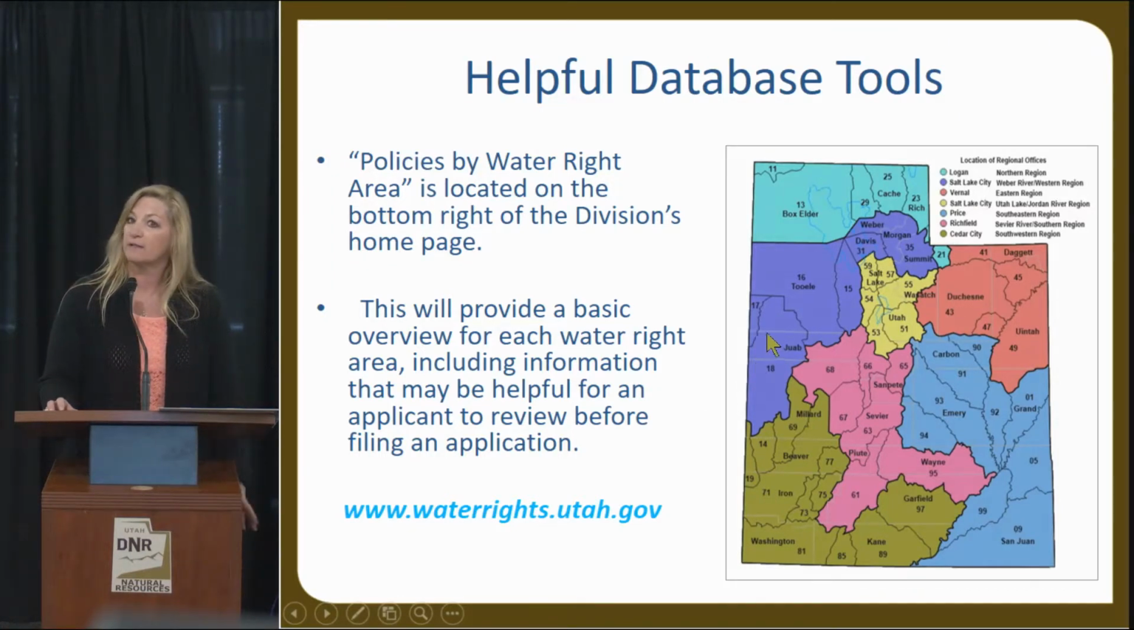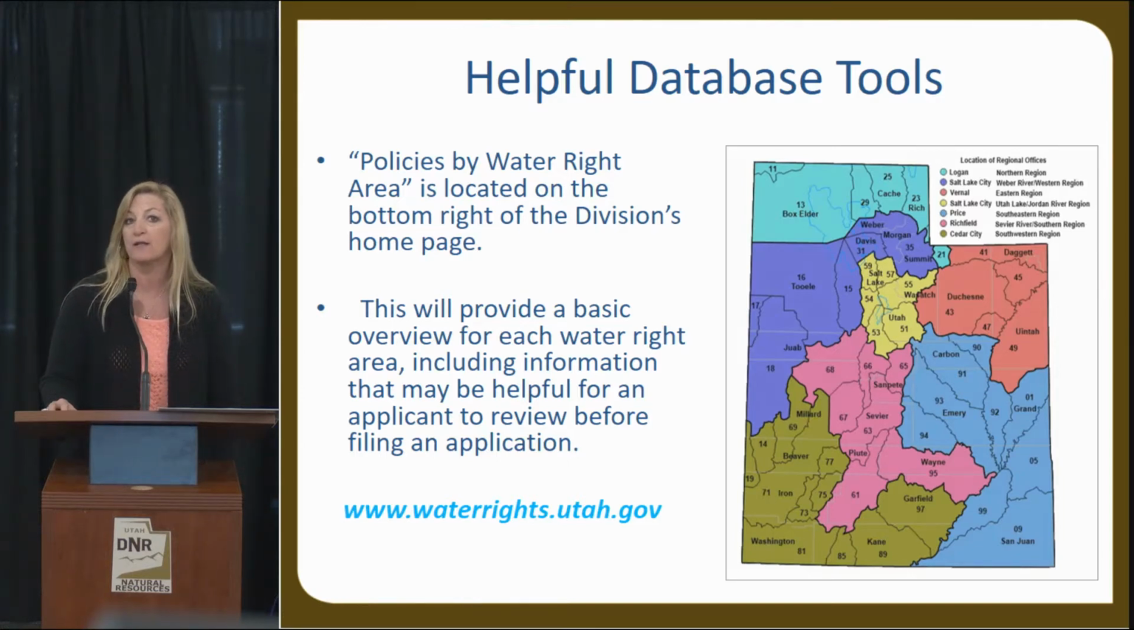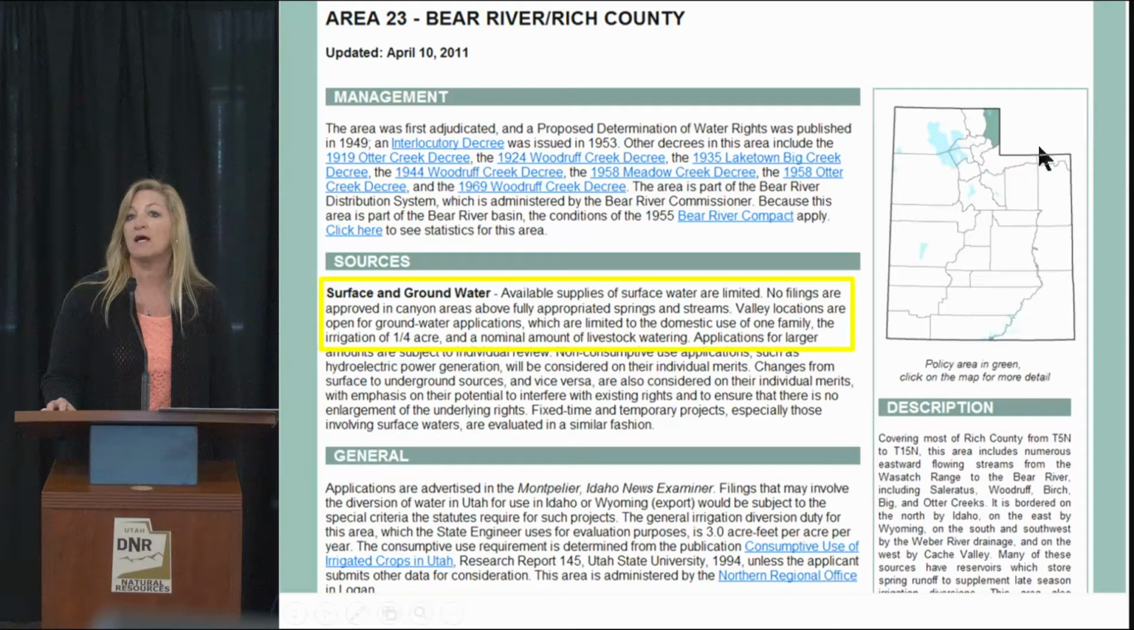There is an interactive map on the lower right-hand corner of our main website. If you click on that map on the website, it will make it bigger so you can see. Then you would click on whatever area you are looking at, wanting to know the policy for that area. It will give you basic information for that area, including water rights, and we're going to go into 23 area, which is Rich County, just to show you what this will have. So if I click on that 23 area, it will bring it up in green here.